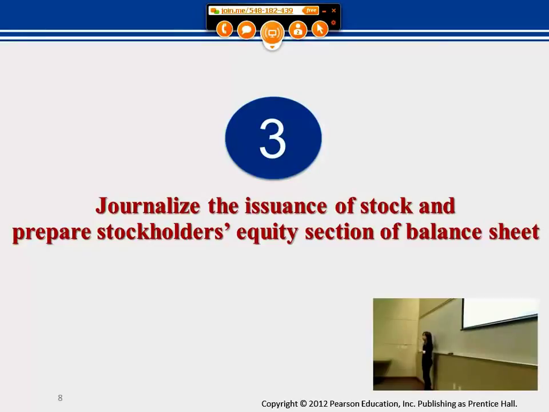What part is face value, what part is additional, above face value. The difference between issue price and face value.